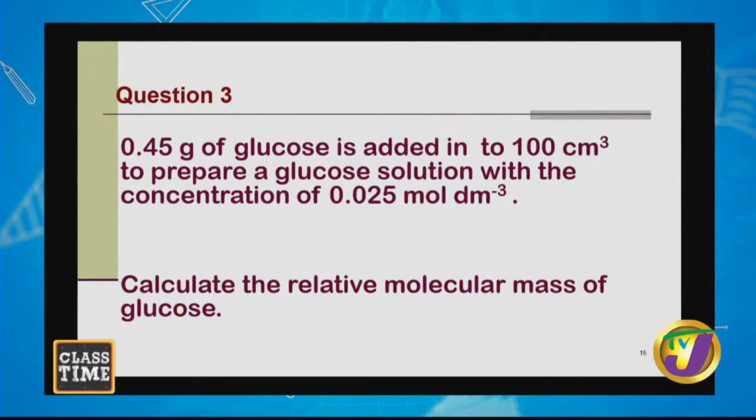what is the unit? Now, if we're doing relative molecular mass, we know that we should have something looking like gram per mole. So what is it that we need to do? We have mole per dm cube, we have 100 cm cube, and we have 0.45 grams. Let's give you a second to think about how to do it. And Ruth, I want you to do this one for me.